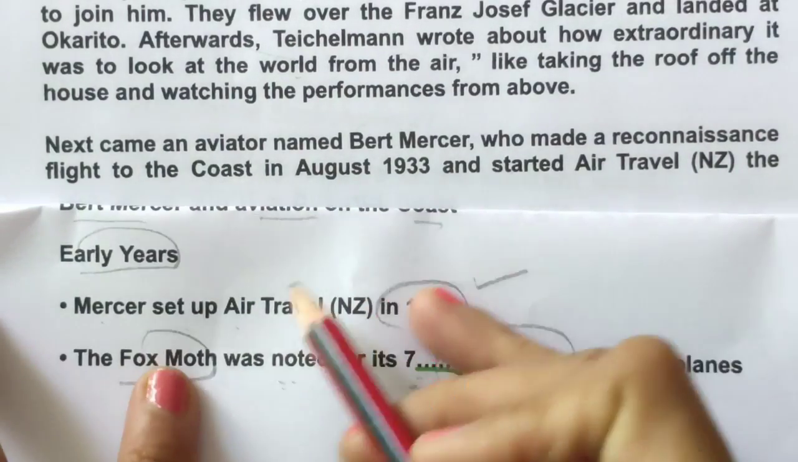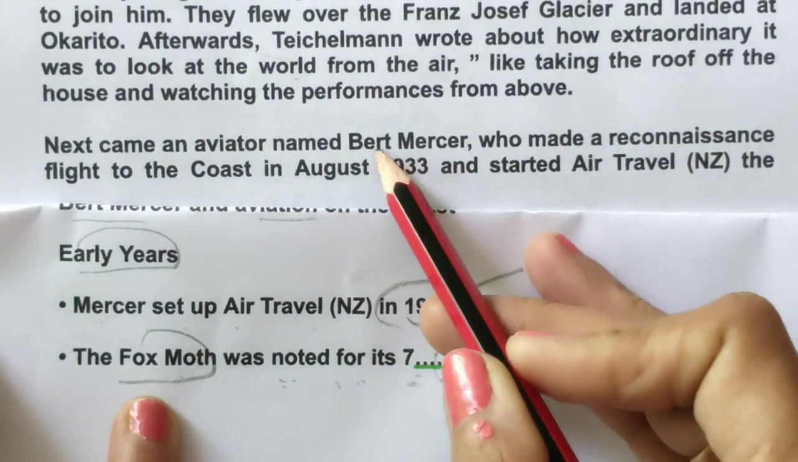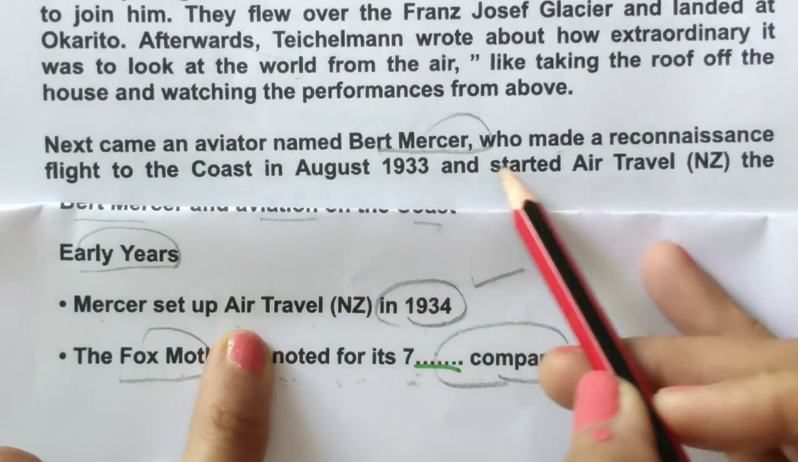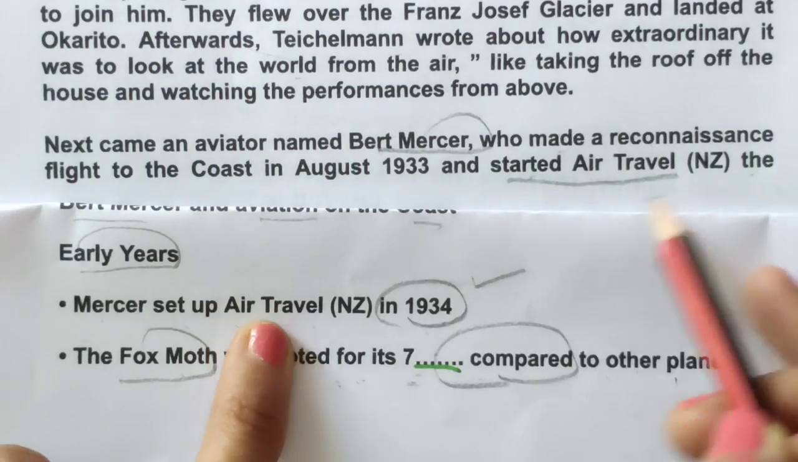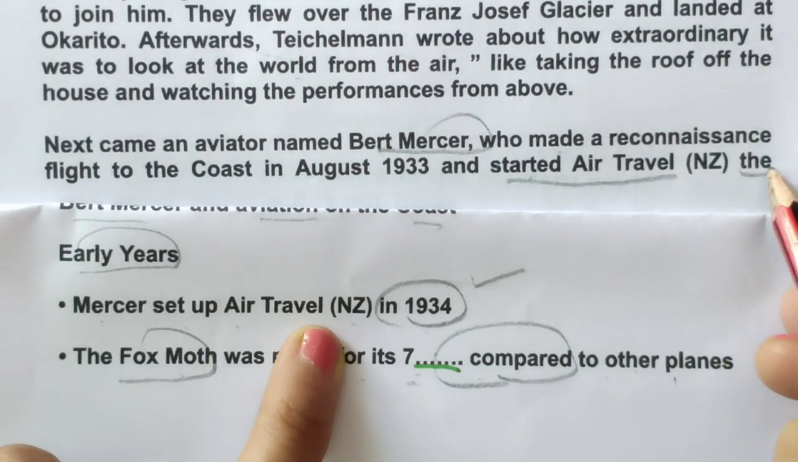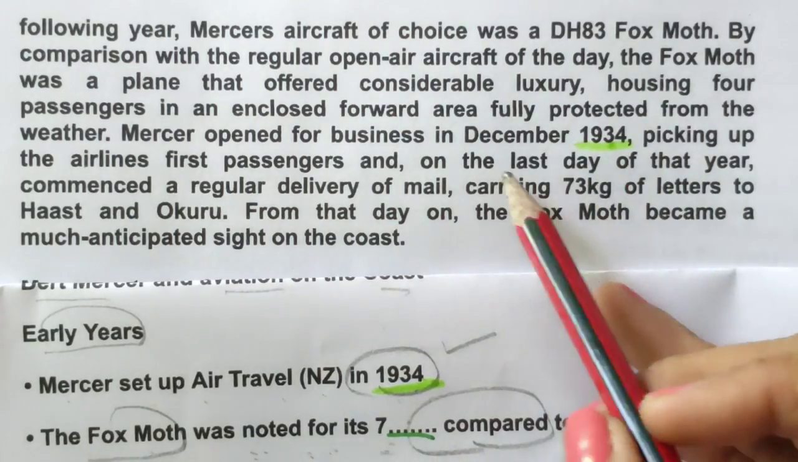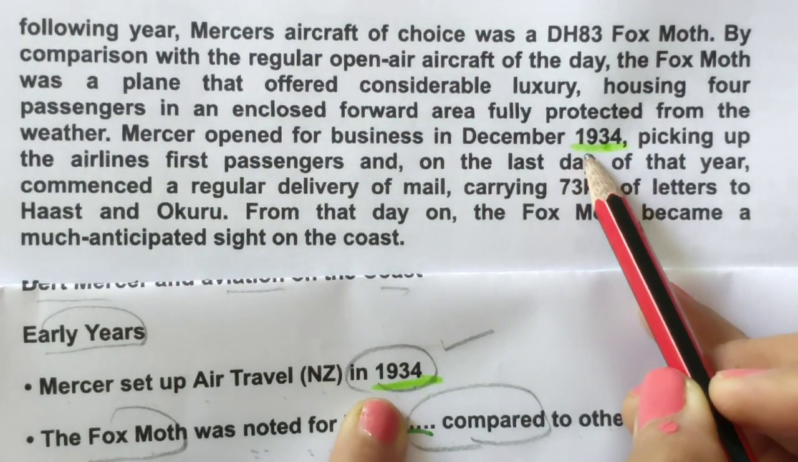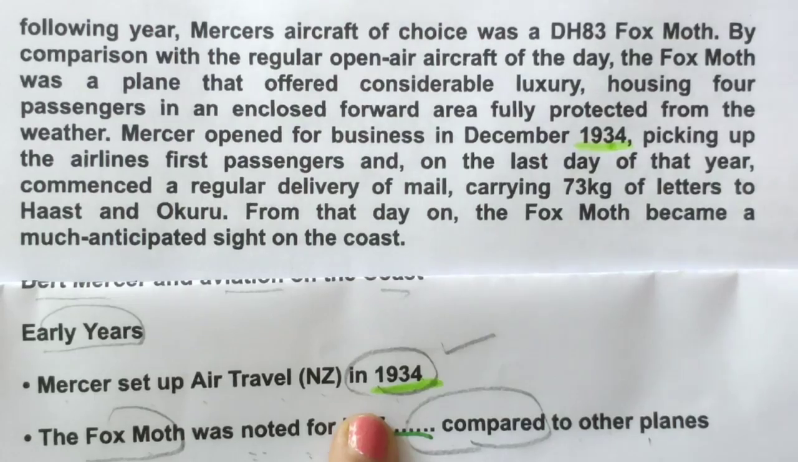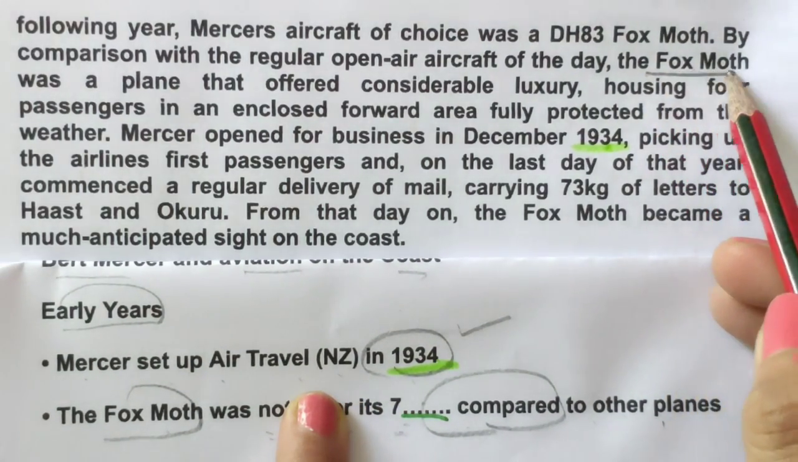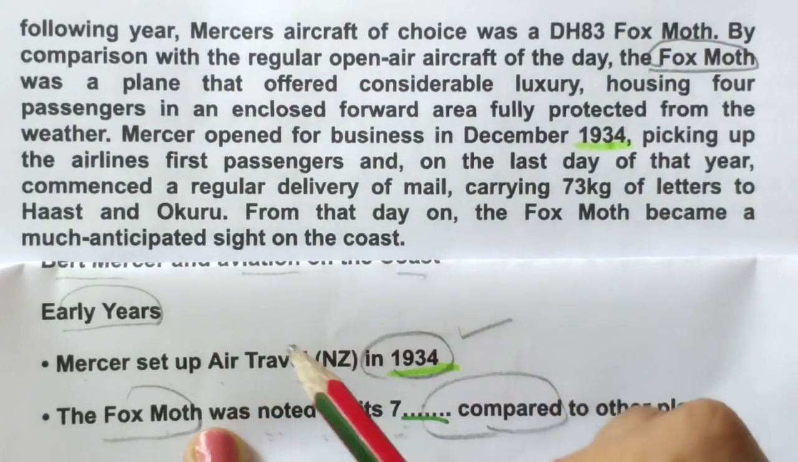So in the next paragraph, this person's name is here, Mercer, who started air travel. So on the next page it will be there. Here in the next paragraph I have got 1934. See this, so I have got 1934. Now I also want to look for Fox Moth. Fox Moth is here. So let's read it from here.